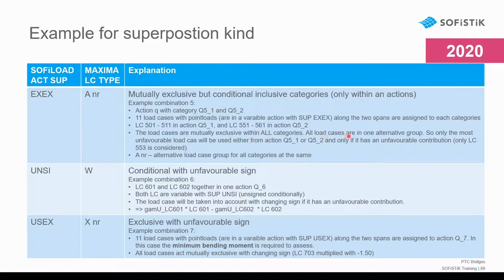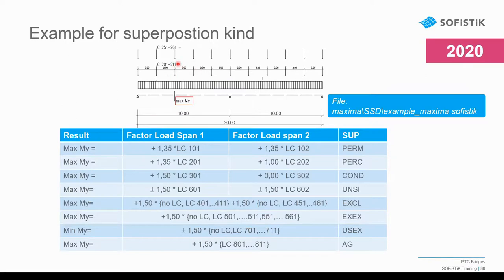So all the load cases are now in one alternative group, and therefore only the most unfavorable load case will be used, either from action Q5_1 or Q5_2, and only if it has an unfavorable contribution to the maximum MY bending moment at the cross section. So the difference to the normal exclusive superposition type is that here all the 22 load cases will be assigned to one alternative load case group. So this means that only one load case will be selected and multiplied with the unfavorable gamma value.